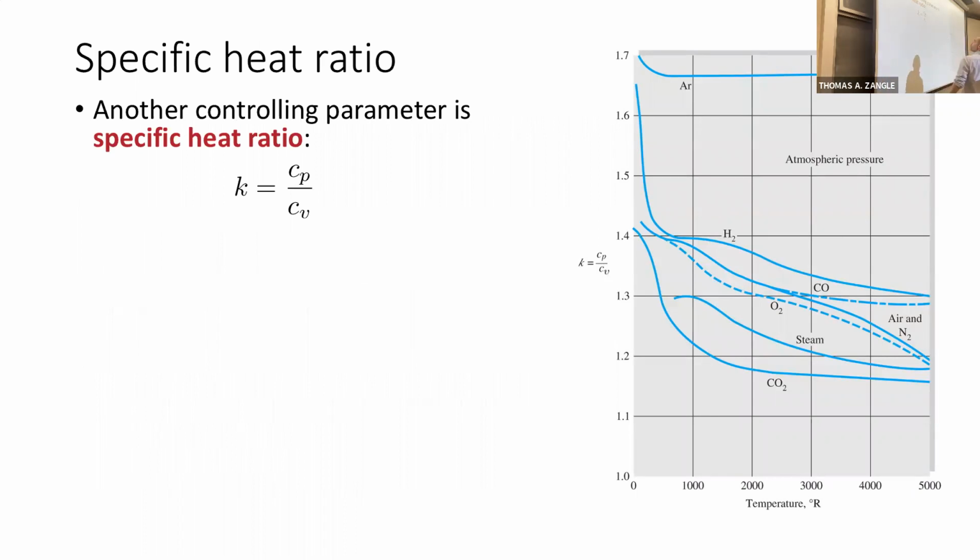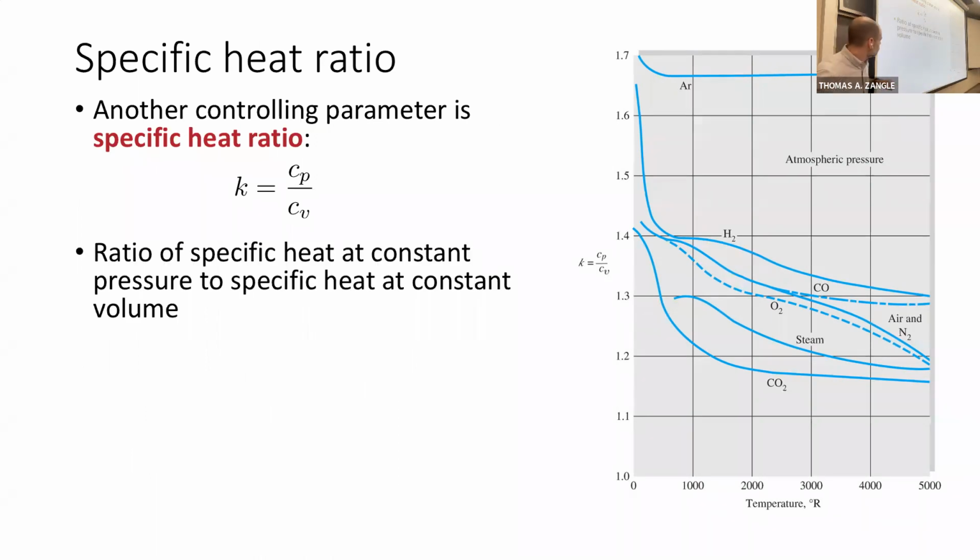So another parameter that we're going to need to consider is the specific heat ratio. In this class, we're going to denote it as K, which will be Cp over Cv. This is the ratio of specific heat at constant pressure to specific heat at constant volume. For air, which we're often going to be dealing with, we have a specific heat ratio of 1.4. So that's a number that we're going to be plugging into a lot of the relationships.